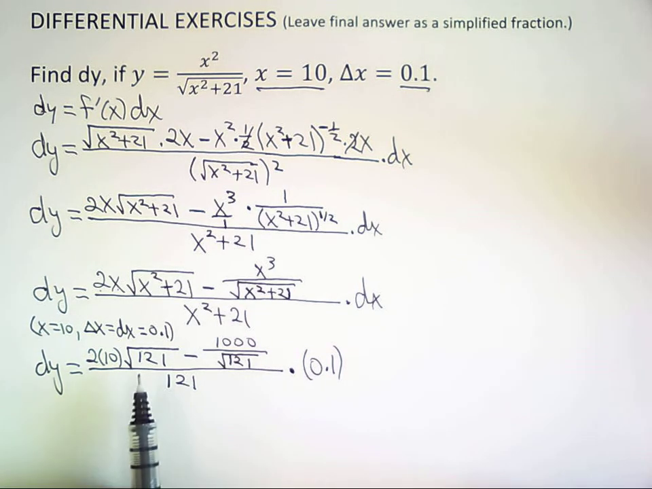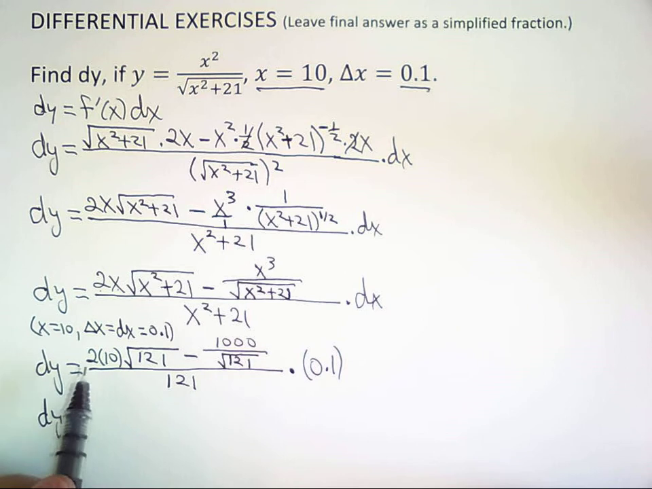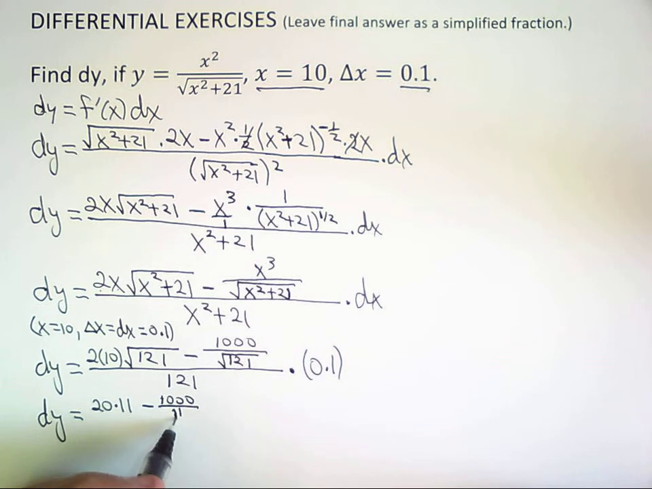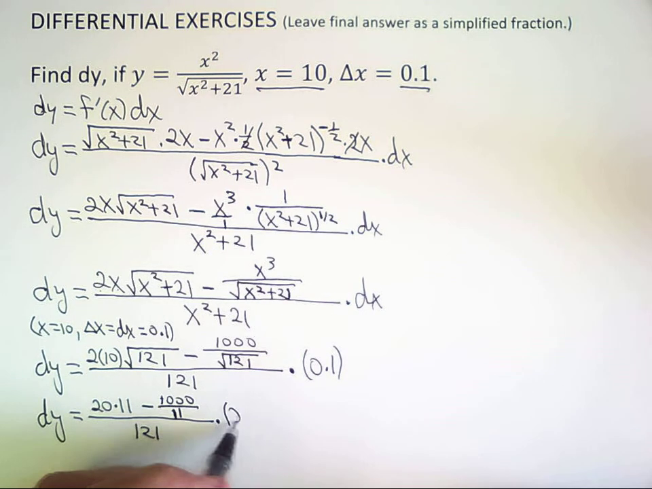Okay, we've got a little bit of work to do. If you don't know this, you can check it on your calculator. The square root of 121 is 11. So you end up, as you simplify, with 2 times 10 is 20, and 20 times 11. And I think I'll just write it that way, 20 times 11, minus 1,000 divided by 11, all over 121, times 0.1.